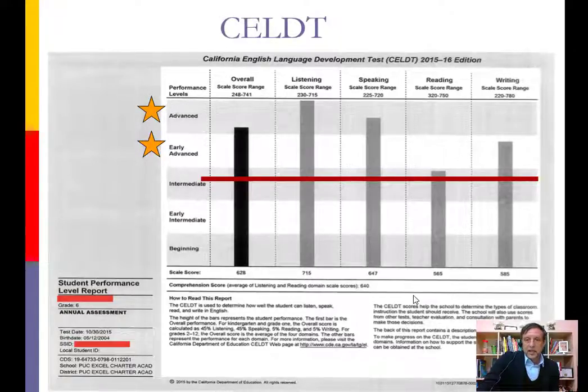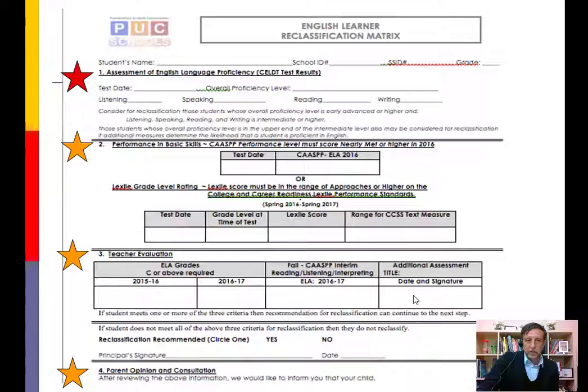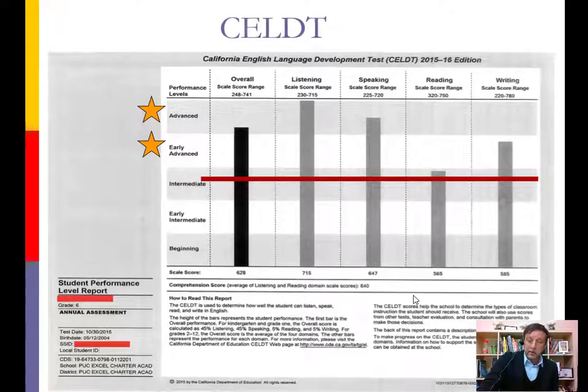Now we have a piece here that you could consider a student if they're at the higher intermediate level, as long as nothing is lower than the higher intermediate level. So if you notice back here, those students whose overall proficiency level is the upper end of the intermediate level may also be considered for reclassification. Those are for students where everything else is on track. So that's CELT.